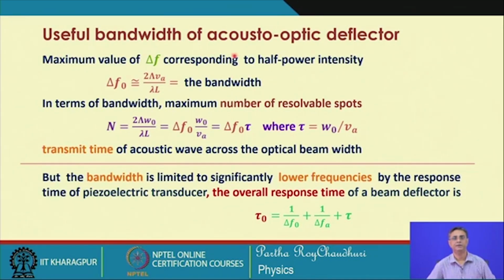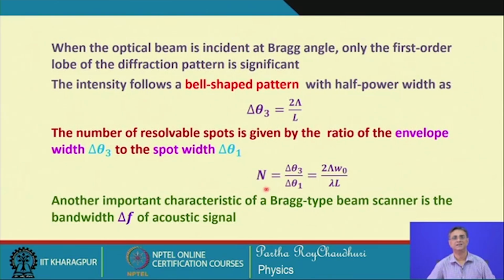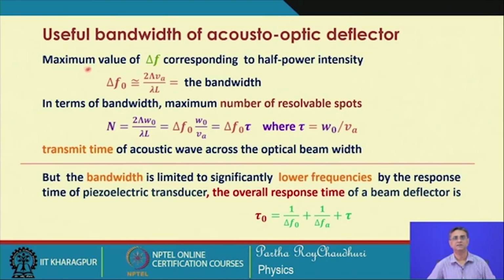So, useful bandwidth for this, because we have seen that delta theta can take up a value as long as this Bragg diffraction condition is satisfied, keeping the incident angle the same. So, under this condition, the useful bandwidth of the acoustic deflector comes in this form. In terms of the bandwidth, we can write this equation: delta f 0, the useful, the maximum value of delta f corresponding to half intensity.